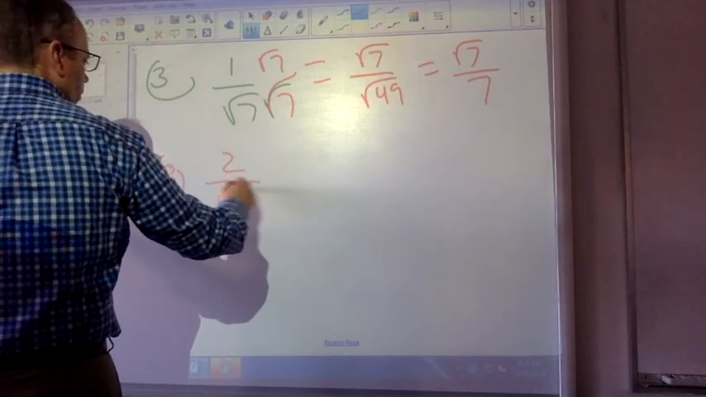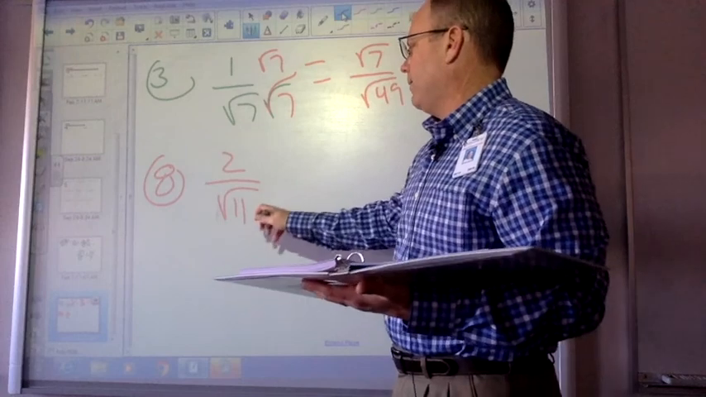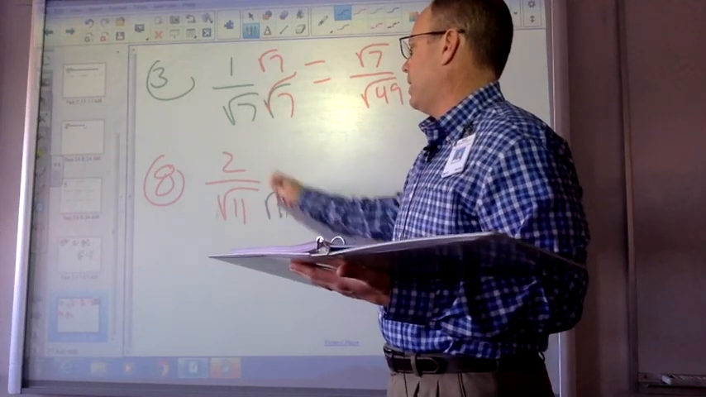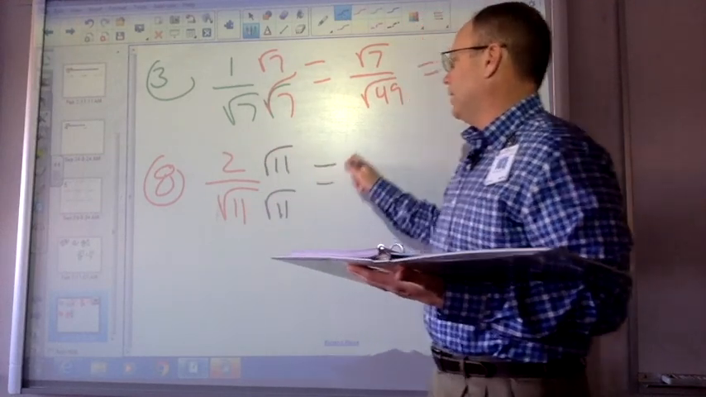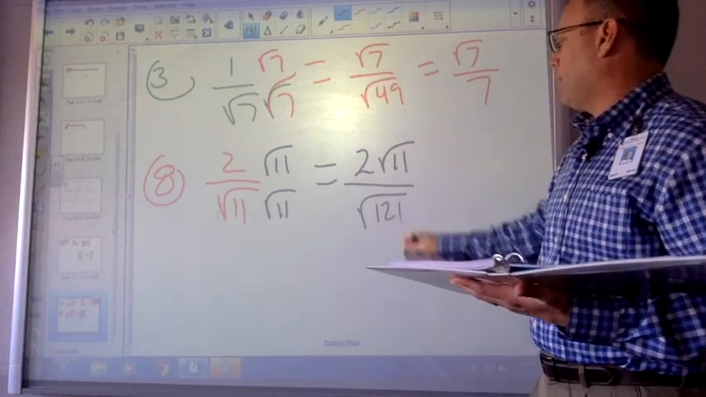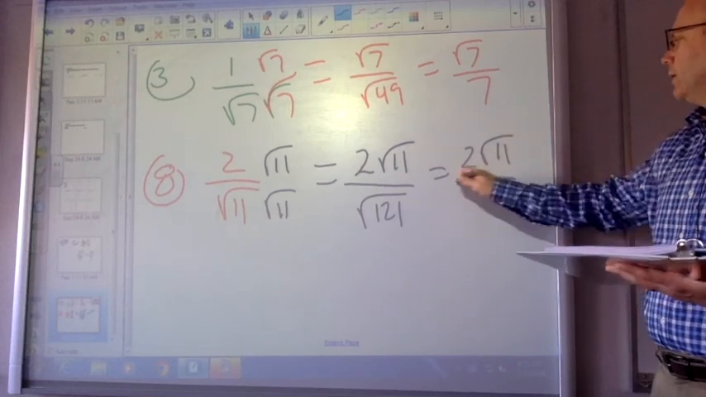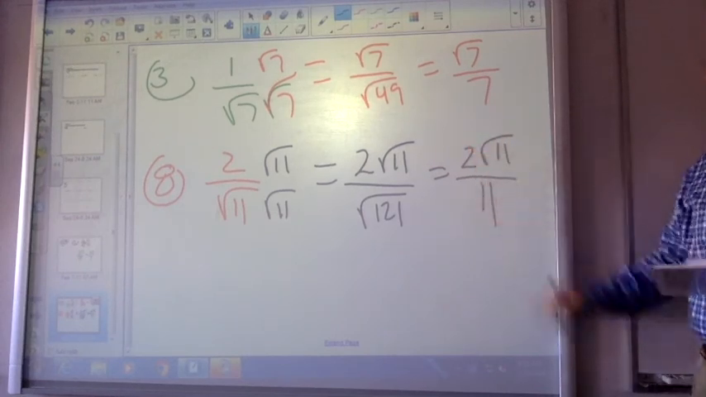I get 2 over square root of 11. Okay, square root of 11 is not a perfect square. I'm going to multiply both top and bottom by square root of 11. So I get 2 square root of 11 on top over square root of 121 on bottom. Square root of 121 is 11. Check to see if outside I can reduce. I cannot.